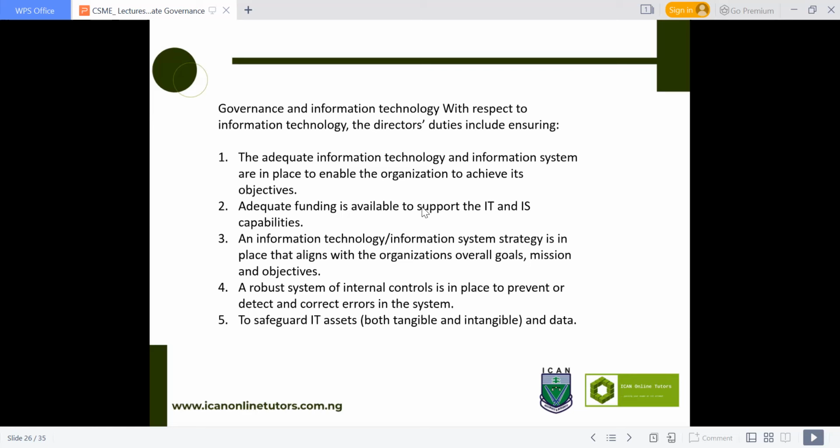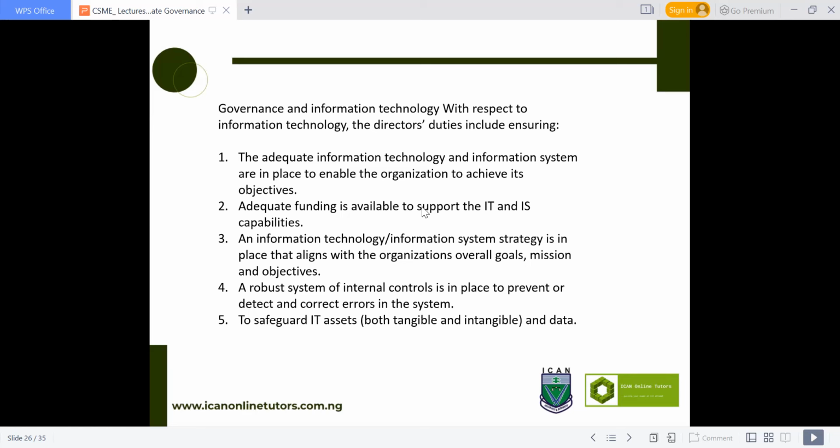An information technology and information system strategy is in place that aligns with the organization's overall goals, missions, and objectives. Just like in e-commerce, you depend on the internet. So you must have an IT system in place that will align with your goals, your mission, and your objectives. A robust system of internal control. IT also needs to have good internal control. Even though you are the one that pulls the transaction, you may not have the power to edit it. And safeguard your IT assets, both the tangible and the intangible, and your data.